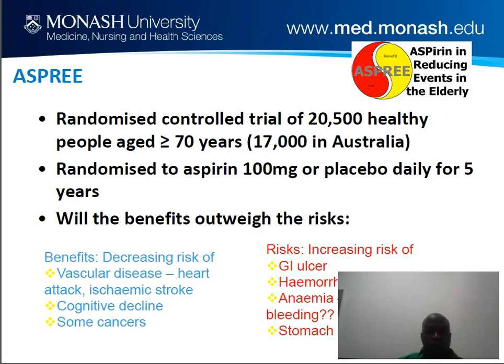Let's look at the benefits of aspirin. These benefits include decreasing the risk of vascular disease, such as heart attack, ischemic stroke, also cognitive decline, and reducing some cancers. However, there are risks of using aspirin. These are as follows. You have increased risk of GI ulcers, which is gastrointestinal ulcers, hemorrhage, anemia from occult bleeding, and stomach cancer. So these are some of the adverse effects that you need to be on the lookout for when you are treating patients with aspirin.